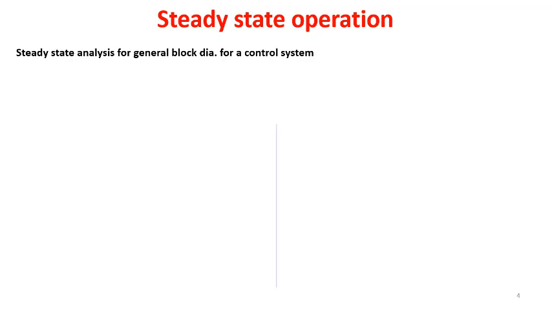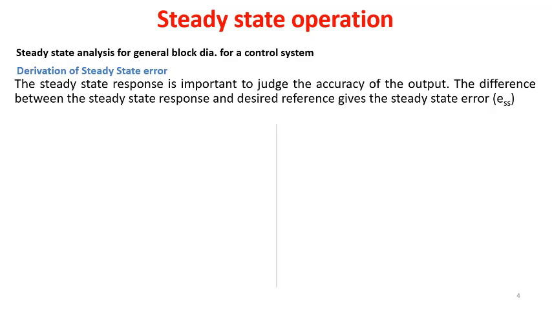Let's see steady state analysis for a general block diagram for a typical control system. Here, the derivation of obtaining a steady state error for a given system is going to be explained now. So, the steady state response is important to judge the accuracy of the system. The difference between steady state response and the desired reference gives the steady state error. And this steady state error is denoted by letter ESS.